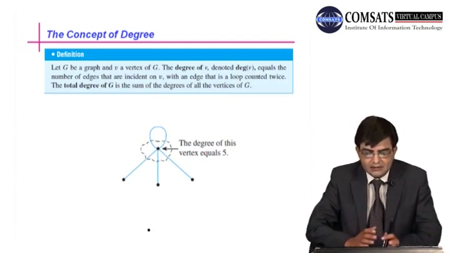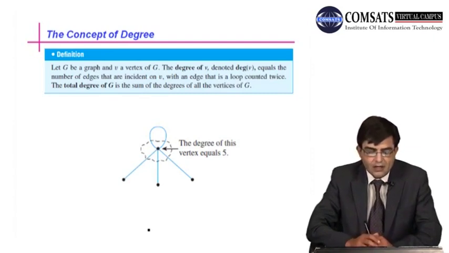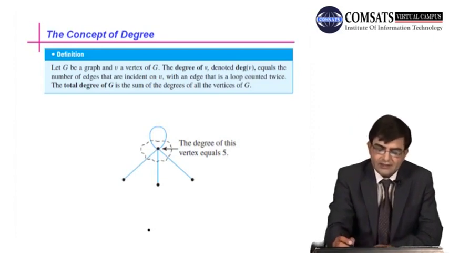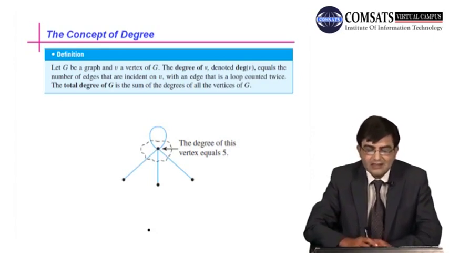Degree is basically a concept related to the vertices of a graph and the edges which are incident on a particular vertex. By definition, let G be any graph and v be any particular vertex of G. The degree of v, denoted by deg(v), equals the number of edges that are incident on v, with an edge that is a loop counted twice.